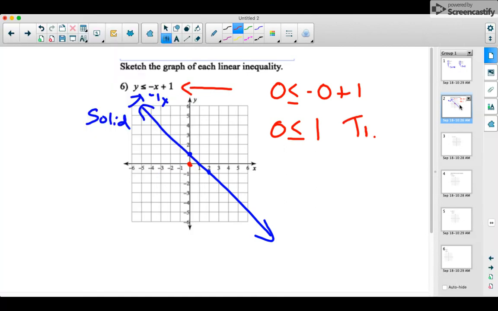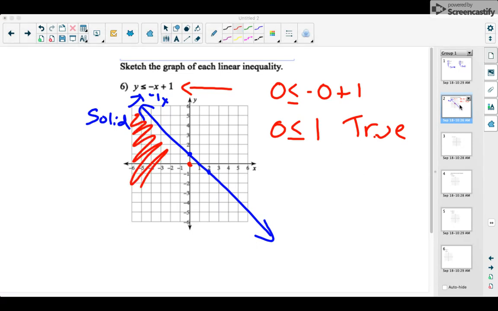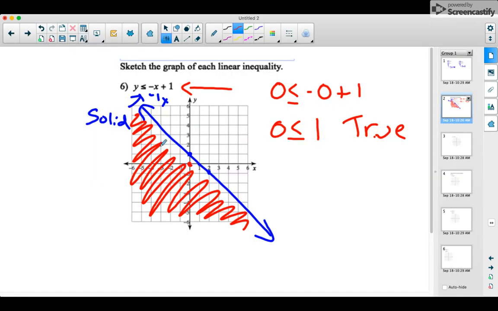So that means that every single point on this side of the line would also be true. If you want, you can test a few more, but there's no reason to. Once I know one side of the line is true or false, I shade it in. So any point on this side of the line, anything over here, would make that statement work out to a true statement. You can also test on the opposite side of the line and see what happens over there.